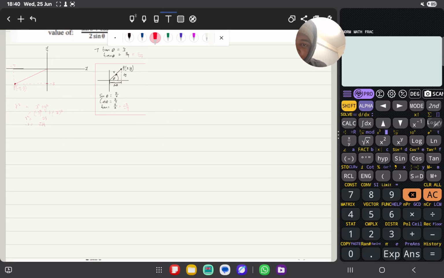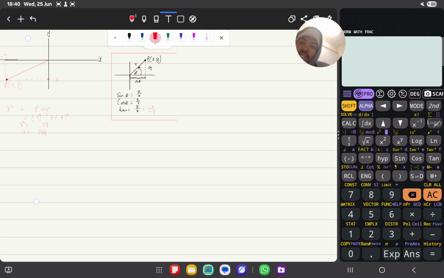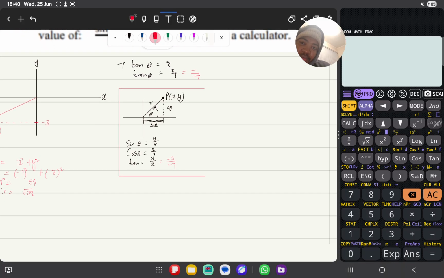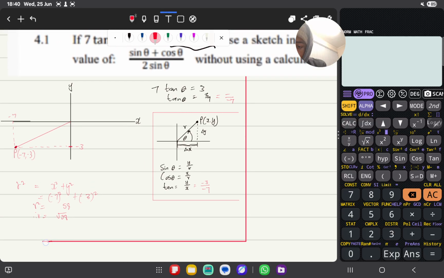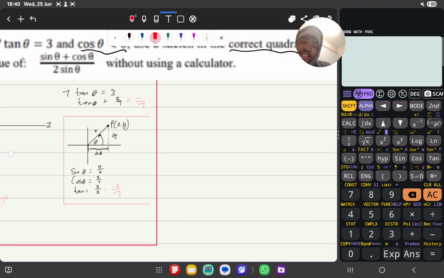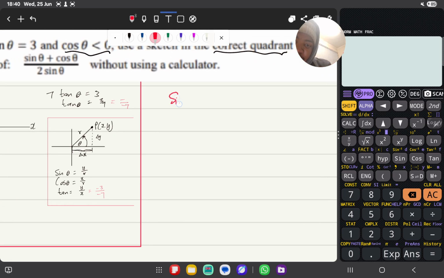The reason I'm resizing it is that it is still very important, and we might actually refer back to it. Now let us go and answer the question. To answer the question, we have sine theta plus cos theta divided by 2 sine theta.